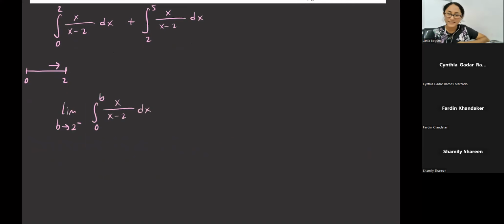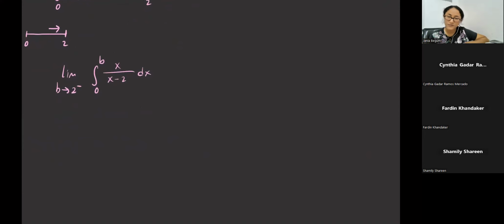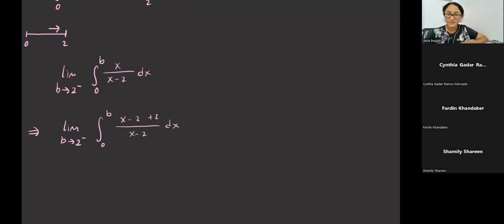Now I like what Shameli said. She said, let's add and subtract 2 at the same time from the numerator, so it looks exactly like the denominator. Now, sometimes we use different techniques to integrate, but it's something you learn to do, and it will just come to you. So I'm going to rewrite this as the integral from 0 to b of x minus 2 plus 2 over x minus 2. Let me know if you guys are okay with that.